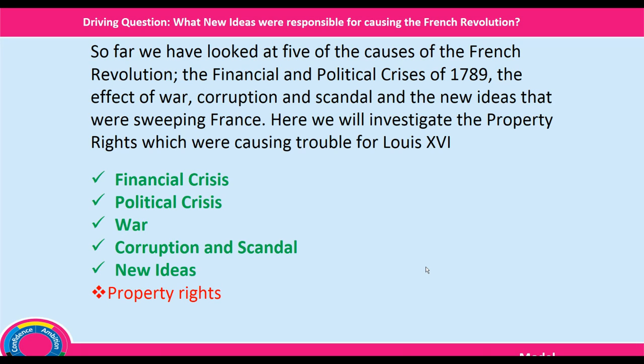We now move on to the 6th and final cause of the French Revolution, property rights. So far, we've looked at 5 of the causes of the French Revolution: the financial and political crises of 1789, the effect of war, corruption and scandal, and the new ideas that were sweeping France. Here we will investigate the property rights which were causing trouble for Louis XVI.